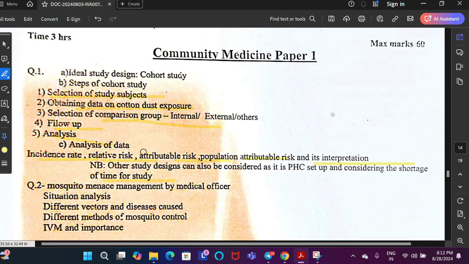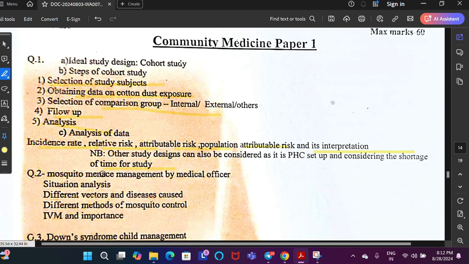Then the second 5-marker question is a problem based question. There is a mosquito menace reported in the primary health center area where you are working. What steps will you take for vector control? So for mosquito menace management by the medical officer, first you have to do the situation analysis. Whatever the problem, the heading should be the situation analysis.